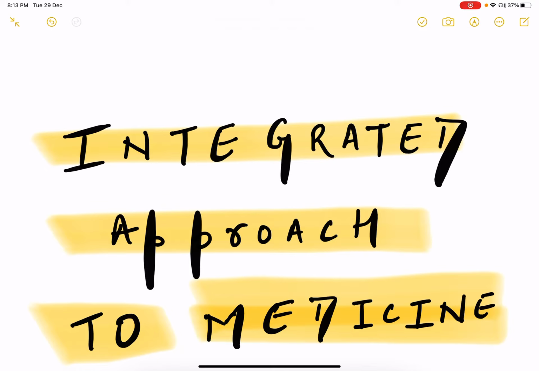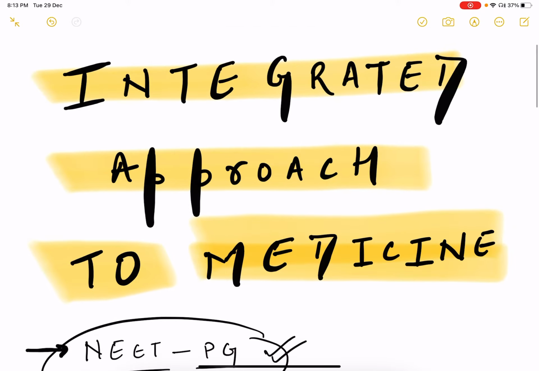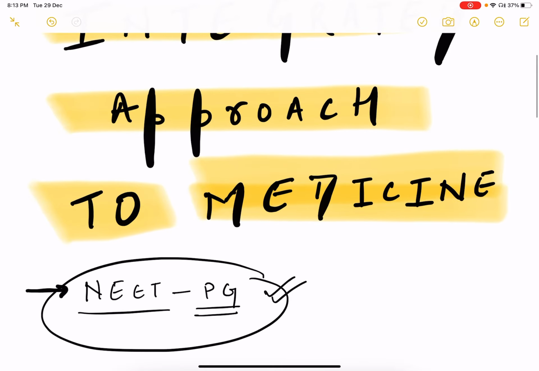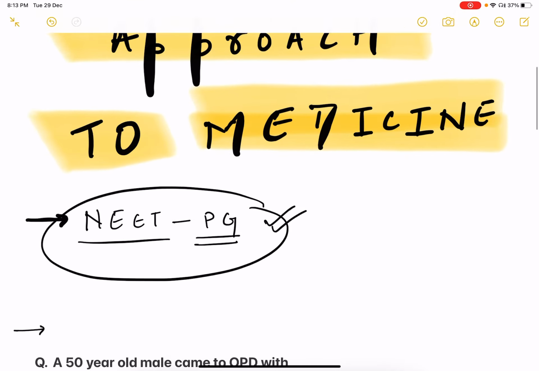Now what is the integrated approach? In today's scenario, integrated approach questions are being asked in NEET PG. They will give you a question in which they will try to correlate two or three subjects, or maybe four, depending on the question. So I will be discussing one of this type of integrated question today.